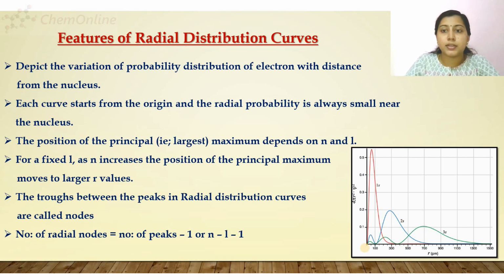2s is at a larger distance than 1s. Similarly, the maximum position in 3s is at a greater distance than in 1s and 2s. And as I said earlier, the troughs between the peaks, or the minima in the curves, are called radial nodes, and their number is equal to the number of peaks minus 1, or n minus L minus 1.